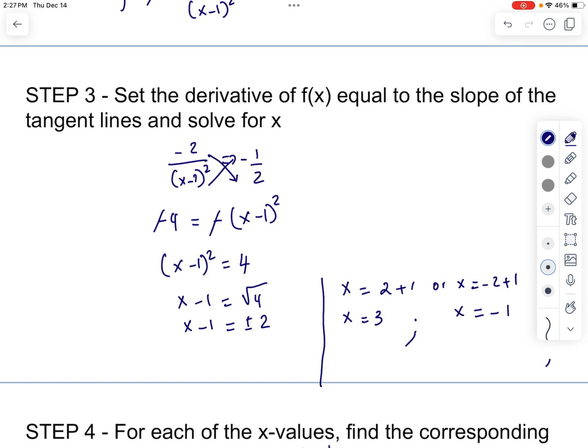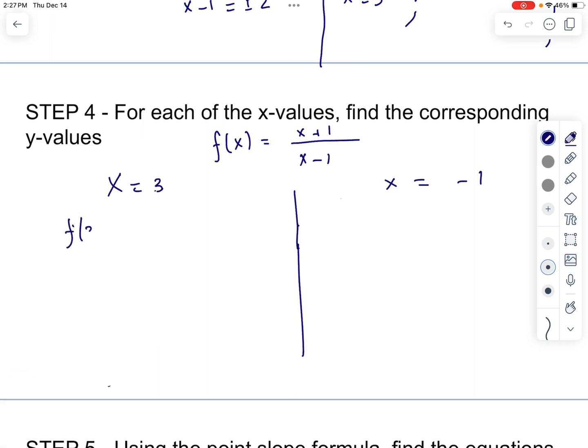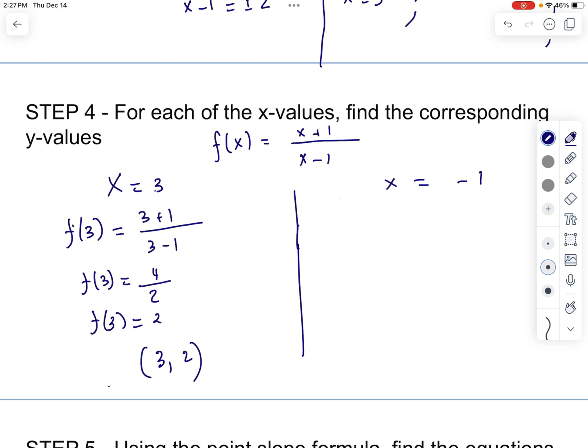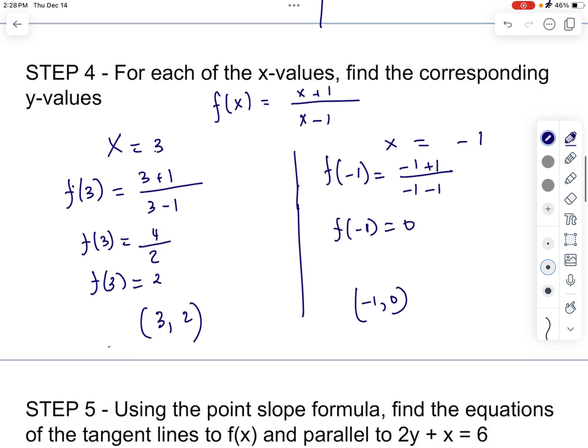We'll take these values now and substitute back in our function to get the corresponding y values. Doing that work here, f(3) is going to be equal to (3 + 1)/(3 - 1). f(3) is going to be equal to 4 over 2, or f(3) = 2. So there goes the first coordinate point, (3, 2). I do the same work for x = -1, substituting back into the function f(x). So f(-1), we have (-1 + 1)/(-1 - 1). So f(-1) is simply 0. So the second coordinate point is going to be (-1, 0).